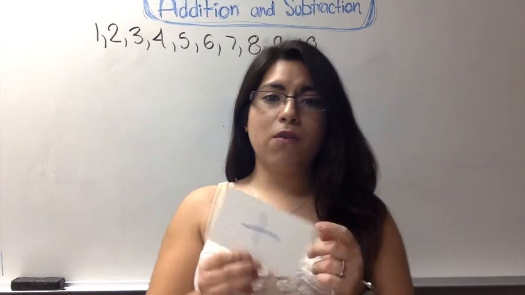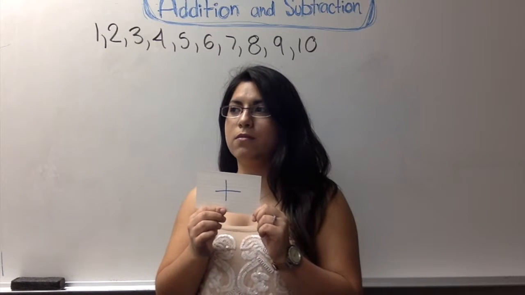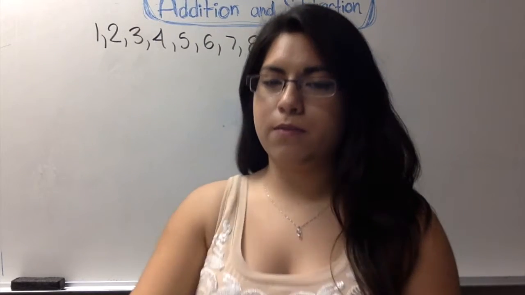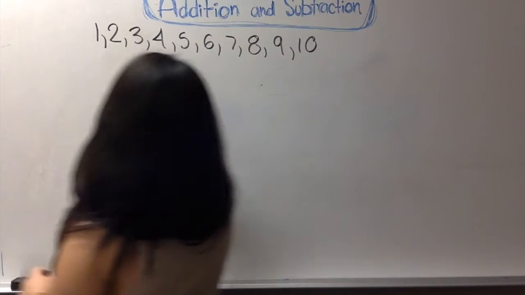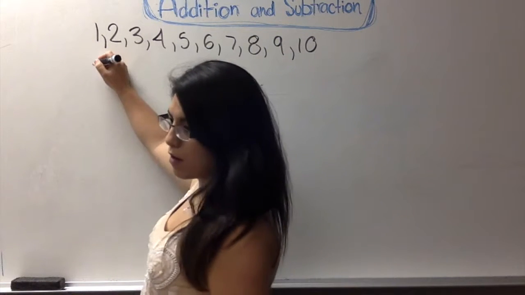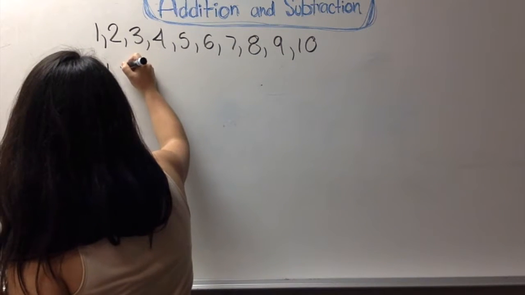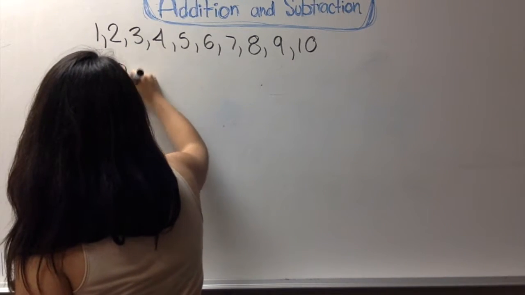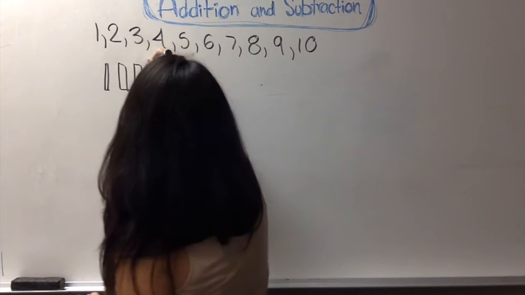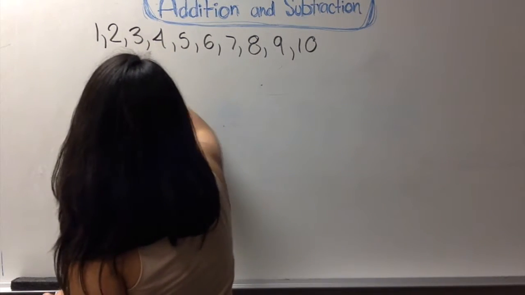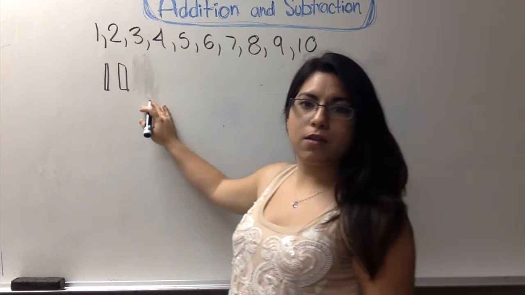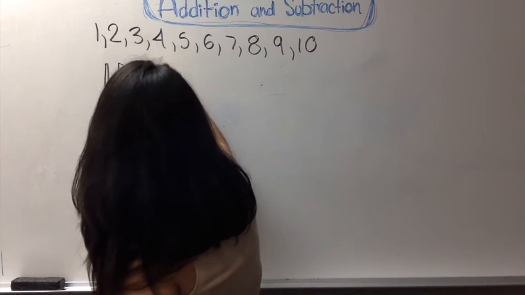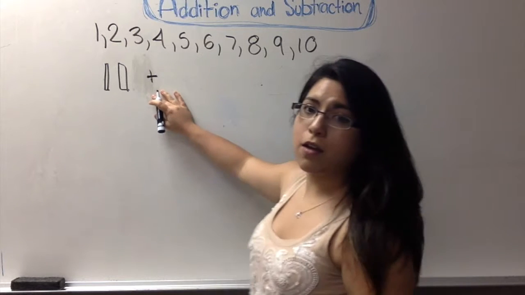Have you seen this sign before? This is the sign we use for addition. For example, if we had 1, had two markers. We had two markers first, and then we're going to add two more.